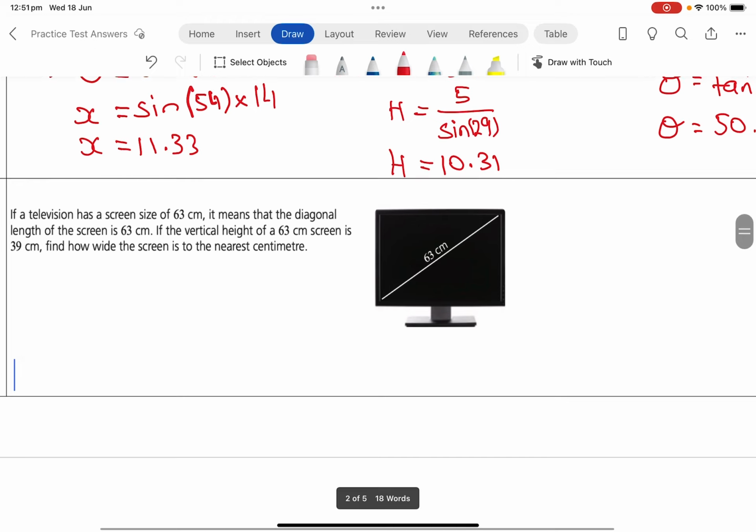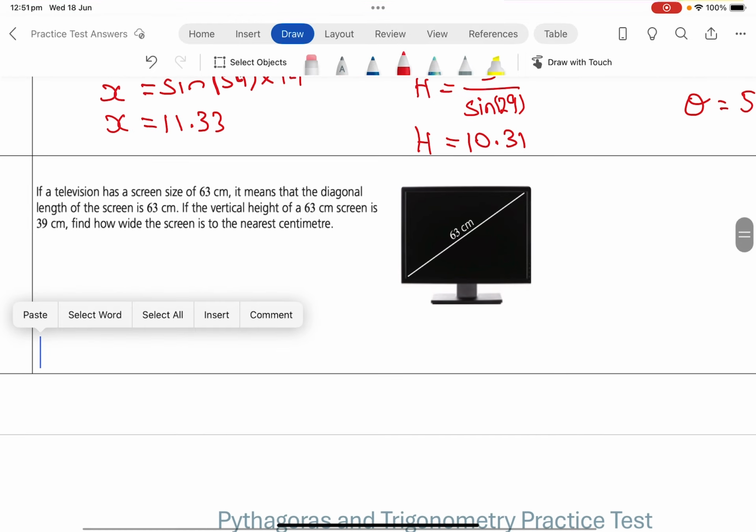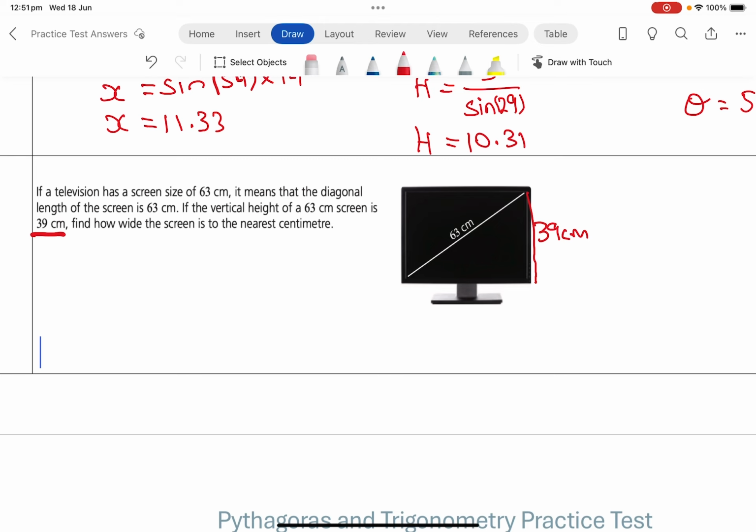Okay. All right, for the TV screen, it's got a size of 63 centimeters across the diagonal. The vertical height of the 63 centimeter screen is 39 centimeters, it says. So to me, that's the vertical height there. And we want to know how wide the screen is.